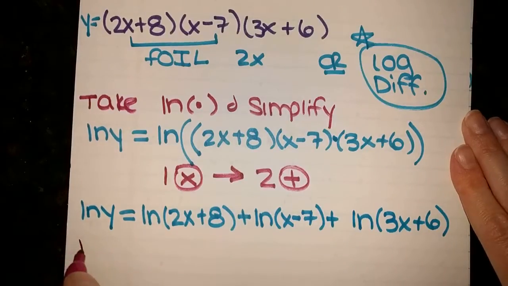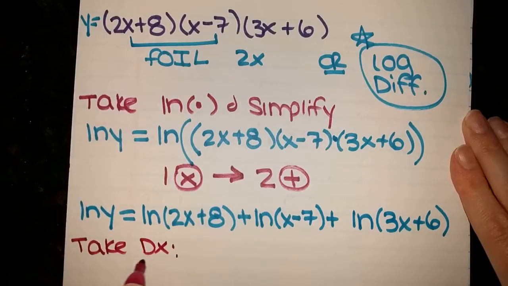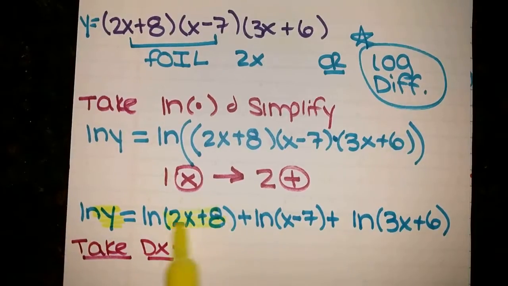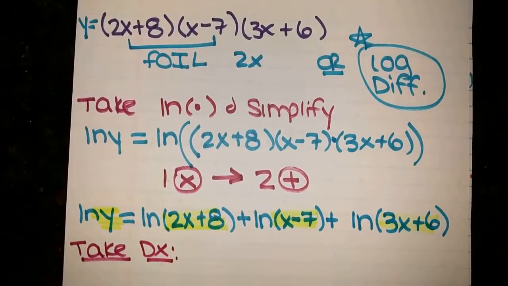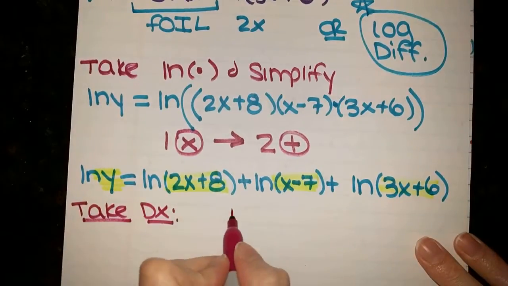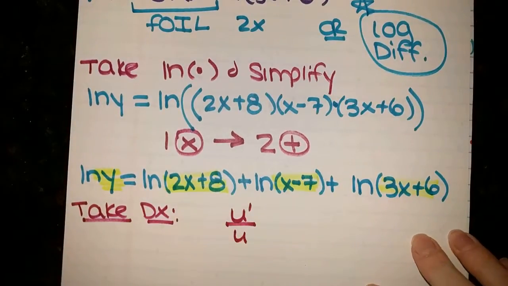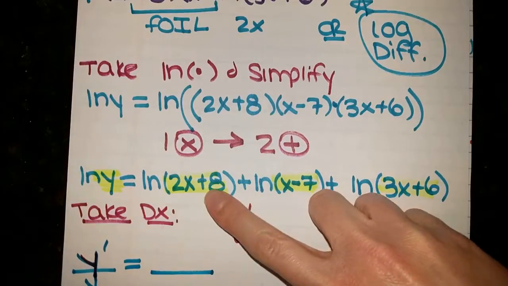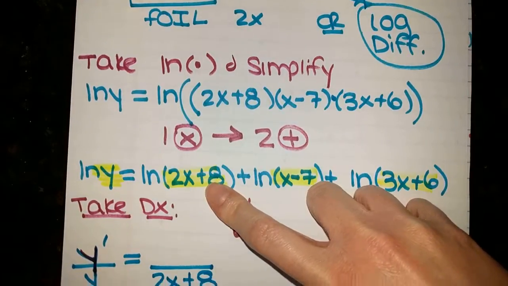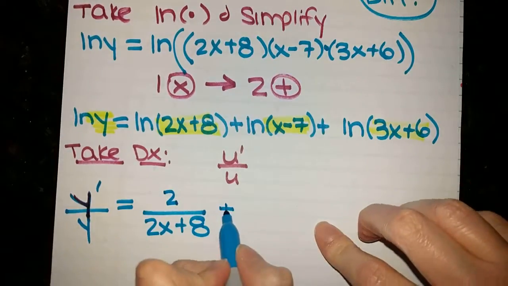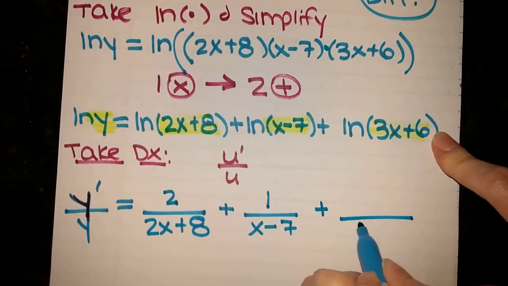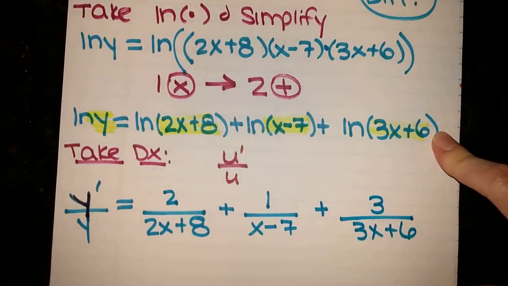Once I have simplified it, I would then take the derivative. In this case, because all of these are ln, I would have the arguments in the denominator and the derivative of the argument in the numerator. So this would be our little u prime over u rule. We talked about how the left-hand side is always and forever y prime over y. You can always write that down. The right-hand side, we put the argument in the denominator, and then the derivative of the argument is just 2. Plus, argument in the denominator, the derivative is 1. Plus, argument in the denominator, the derivative is 3.